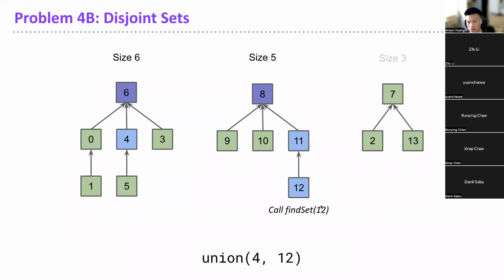So now, hopefully it's a little bit clearer that if you call find set on 12, this takes one extra piece of work than this. This goes straight to the parent. This has some intermediate nodes it has to go through. And nothing changed with 4 because 4 was already pointing to 6. Cool.